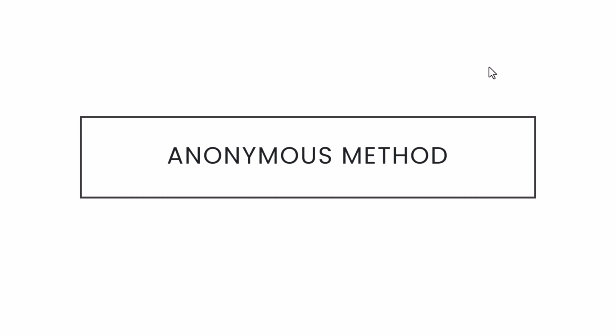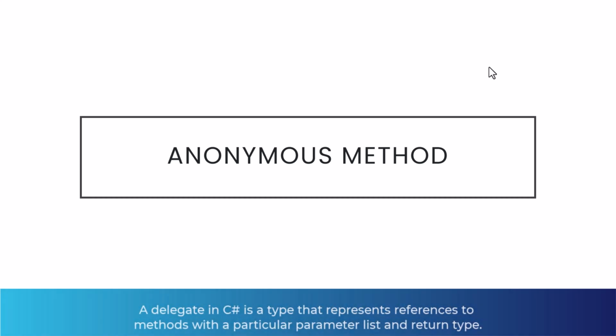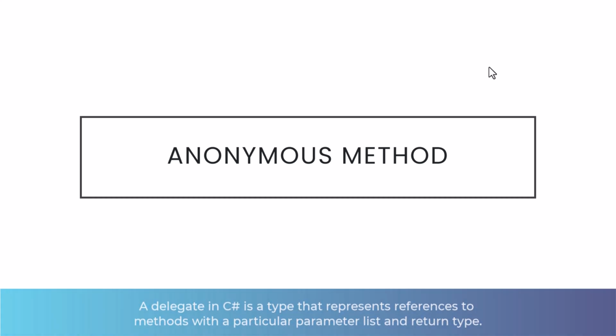If you don't know about delegates, let me give you some background. A delegate in C# is a type that represents the reference of a method with a particular parameter list and return type. Delegates are used to pass methods as arguments to other methods and can be used to define callback methods. They are similar to function pointers in C and C++, but type safe and secure. So this is all about delegates. If you want to know more details about delegates, you can see those videos.